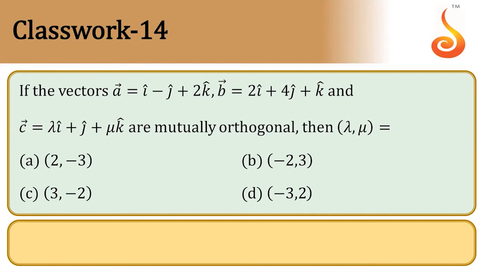Yes, what are the answers? Still you are solving. A bar is perpendicular to C bar. A dot B is 0, A dot C is 0 and B dot C is 0. Take it.